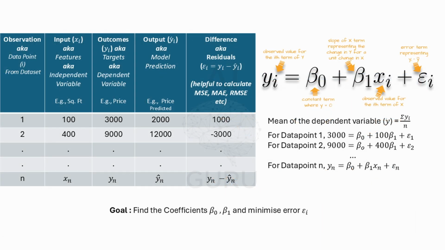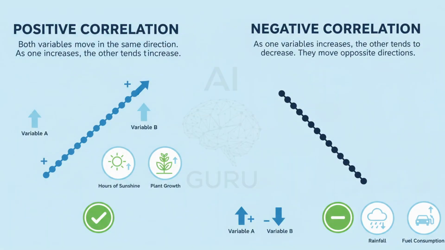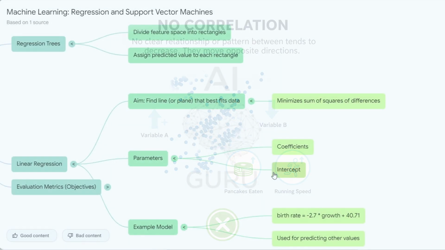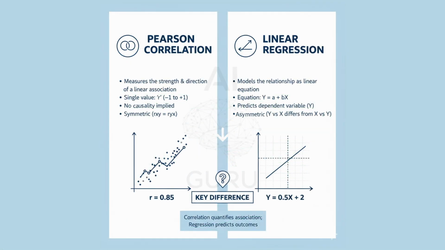Right. But wait, before we even try to build that model, shouldn't we check if the things we're using as inputs, the features, actually have anything to do with the output? That sounds like correlation. Absolutely crucial, yes. If you try predicting house prices using the number of squirrels in the park, your model's going nowhere. We use Pearson's correlation coefficient, often just called R, to measure the linear relationship between two variables.